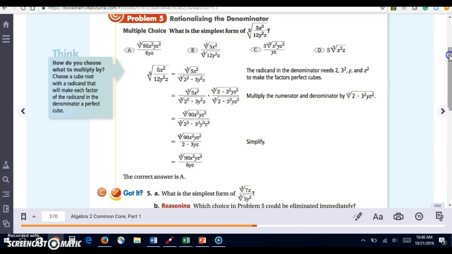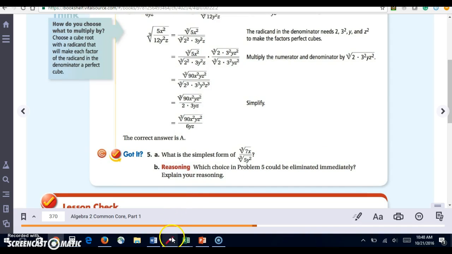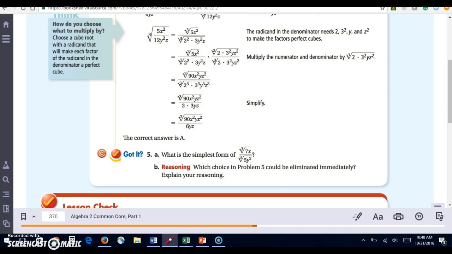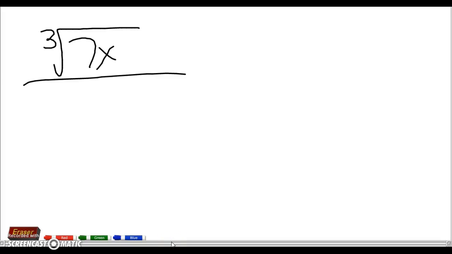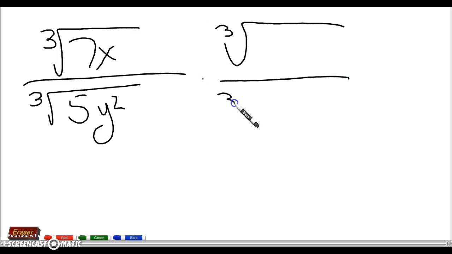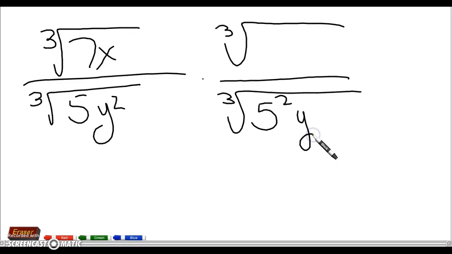Okay, so now let's take a look at the next one. So we have the cube root of 7x divided by the cube root of 5y squared. So I'm going to multiply top and bottom by a number that's going to get rid of what I have in my denominator. So I know that in order for this 5 to go away, I need 5 squared. So 5 times 5 squared gives me 5 cubed. And I need a y. So y squared times y gives me y cubed.